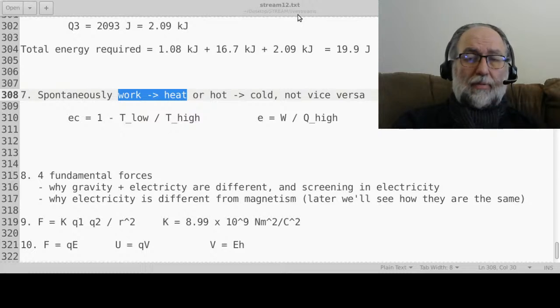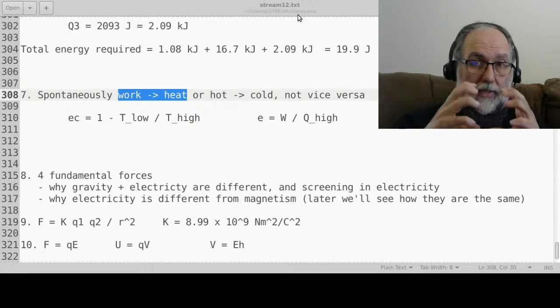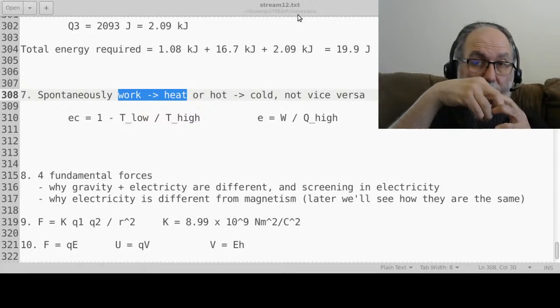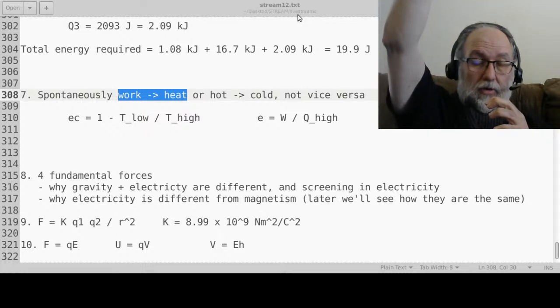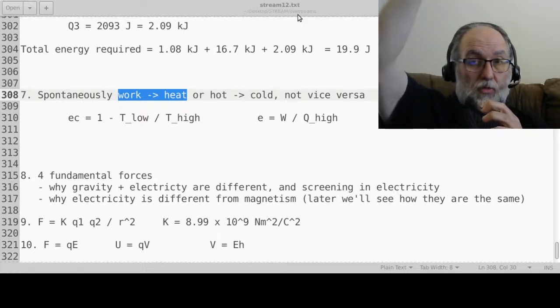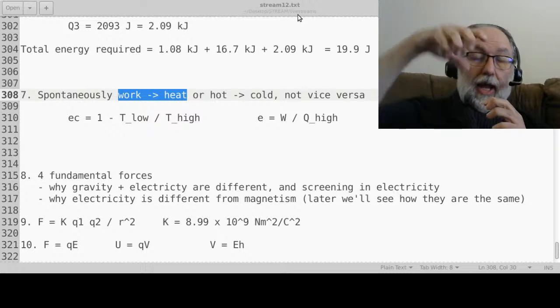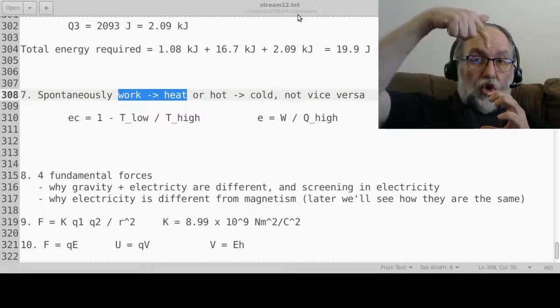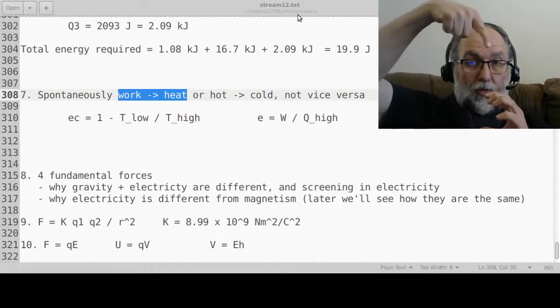Okay, not all of it, but some of it might become work. And you say, well, can you give me an example of that? Yeah, like if you got a hot source here, and it heats up the air, and then the air goes up. As the hot air is rising, it can turn a little pinwheel. That's heat in this source turning into work as that pinwheel turns.